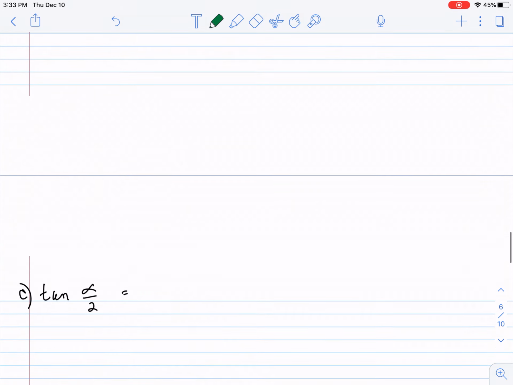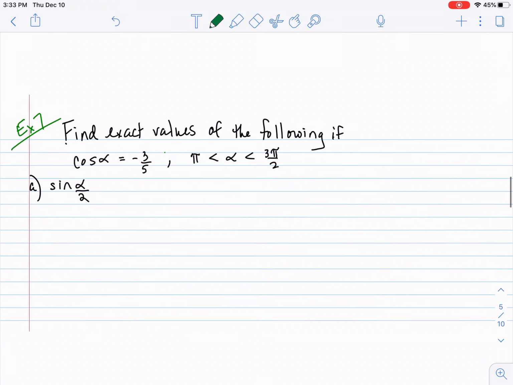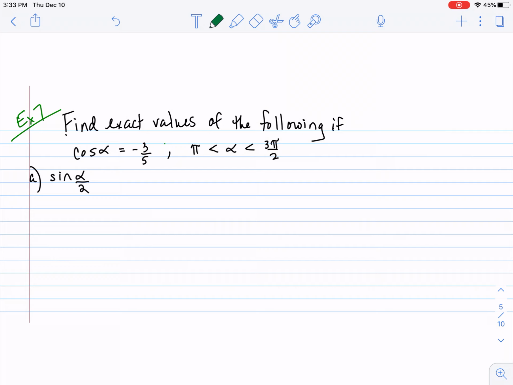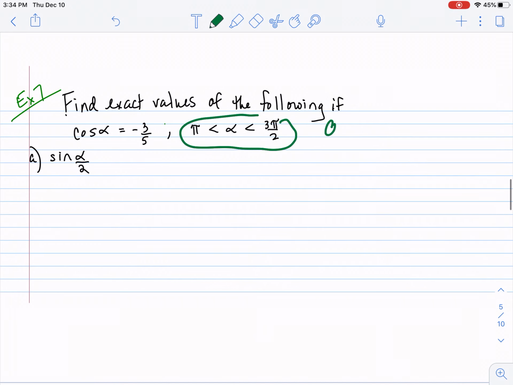I think I got to think about that. Okay, this is a little tricky. I am giving you this fact that the cosine of alpha is negative 3/5, okay? And I want to know what the sine of alpha over 2 is. I'm telling you that alpha is in between pi and 3 pi over 2, which means I'm in quadrant 3, right?